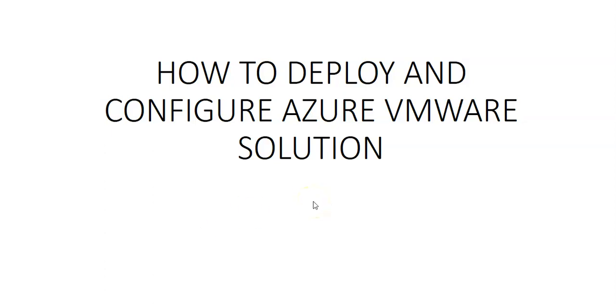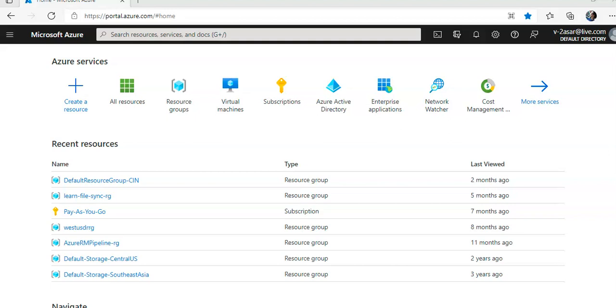Hi, my name is Ashish, and in this video, we will see how to deploy and configure Azure VMware solution. So let me just quickly log on to the portal and take it from there. I'm logged on to the portal, and now, first of all, I have to register the Microsoft.avs resource provider.